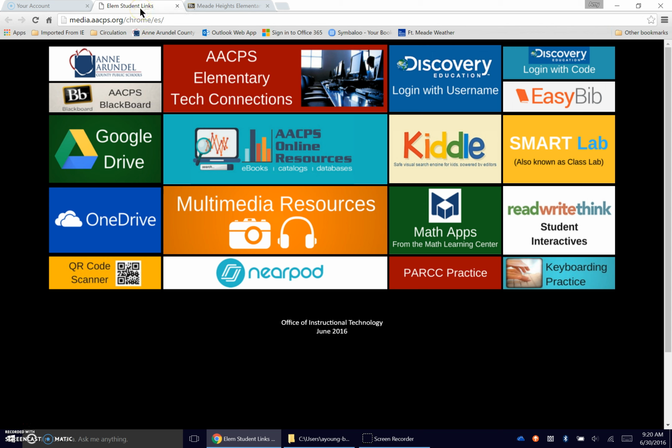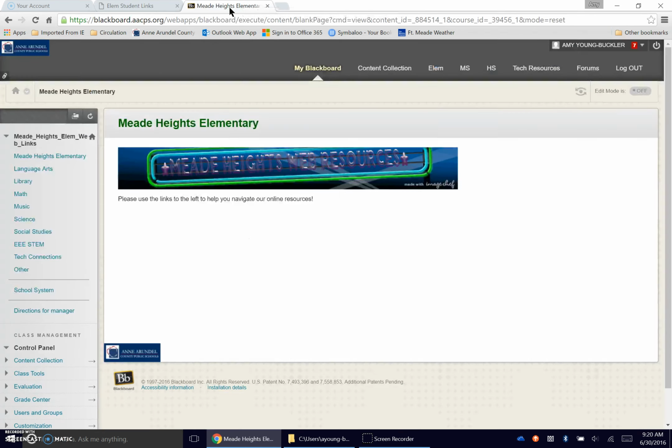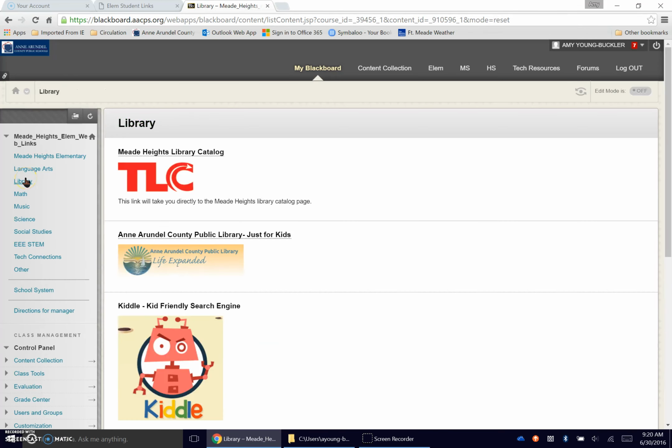The first is elementary student links, which is this page that we're looking at right now where you see my little red hand. But in order to get to our OPAC fast, we want to click on the second tab that says Mead Heights Elementary. And once we go there, you know you're in the right place when you see my fancy neon Mead Heights Web Resources sign. And next we're going to go to the library over on the left-hand side.